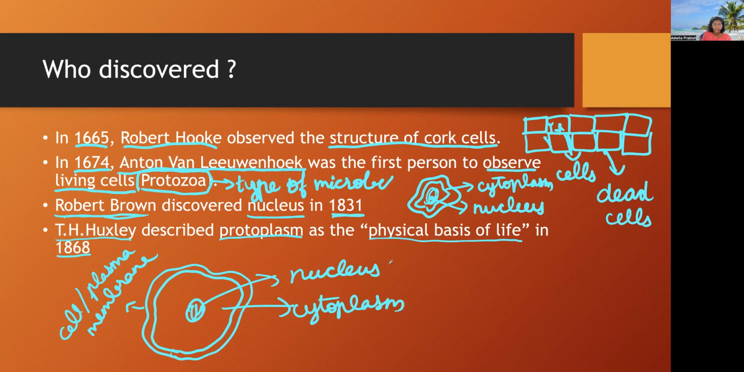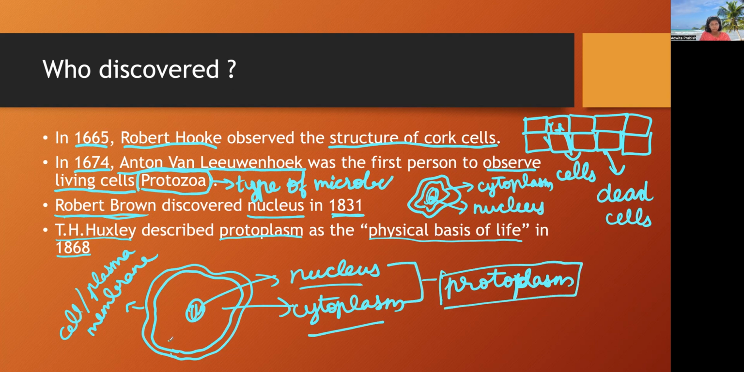So protoplasm is nothing but the combination of the nucleus as well as the cytoplasm. So this is where many of those structures lie, and these structures are very essential for the life of the organism. So this is why protoplasm was termed as the physical basis of life.